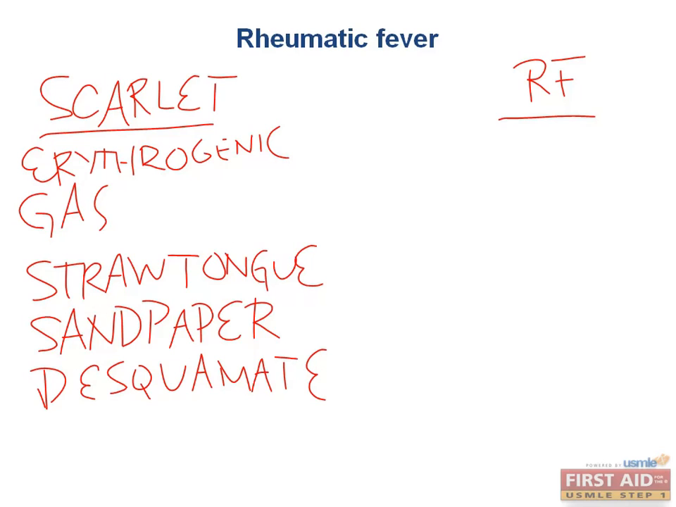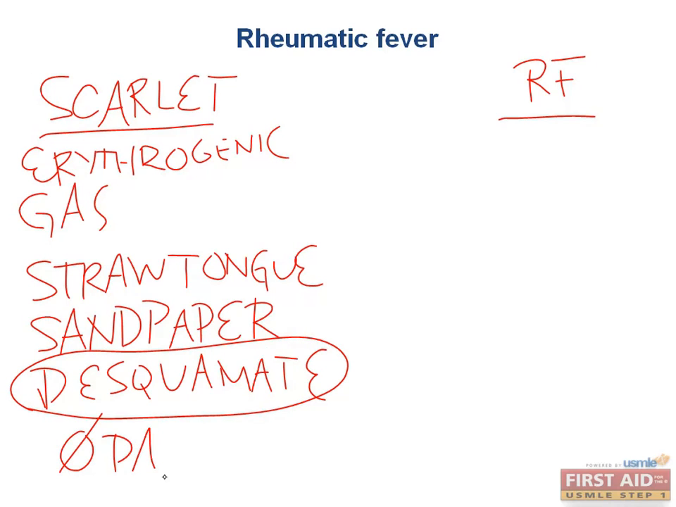Now, what is important to understand is that this desquamation here that we just talked about does not involve the palms, and it does not involve the soles of the feet. So that helps us differentiate between Kawasaki disease. Kawasaki disease usually has a desquamative rash that involves the palms and soles, while scarlet fever has a sandpaper-like rash that will eventually desquamate. It does not involve the palms or the soles.